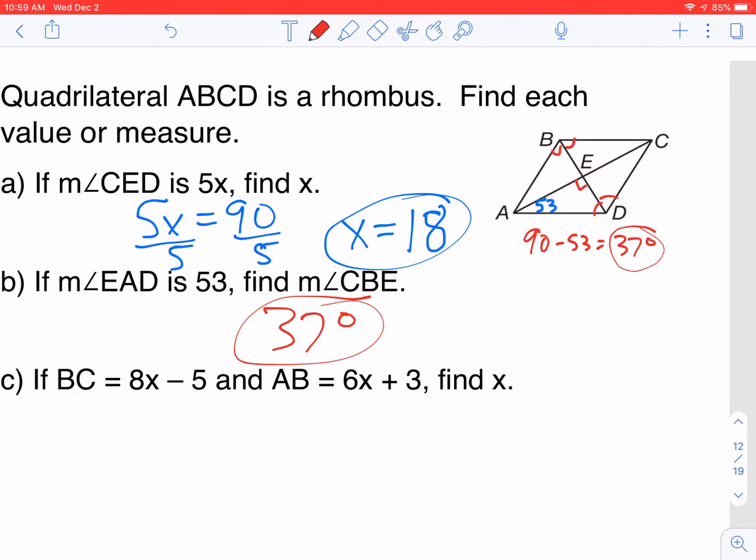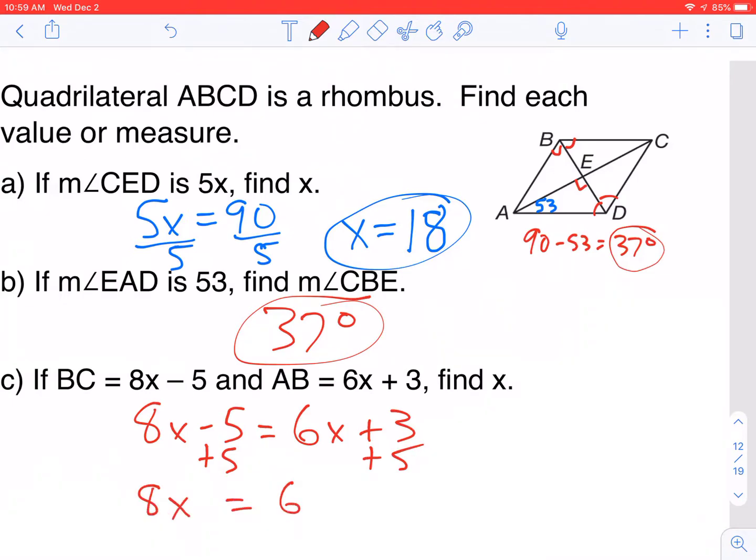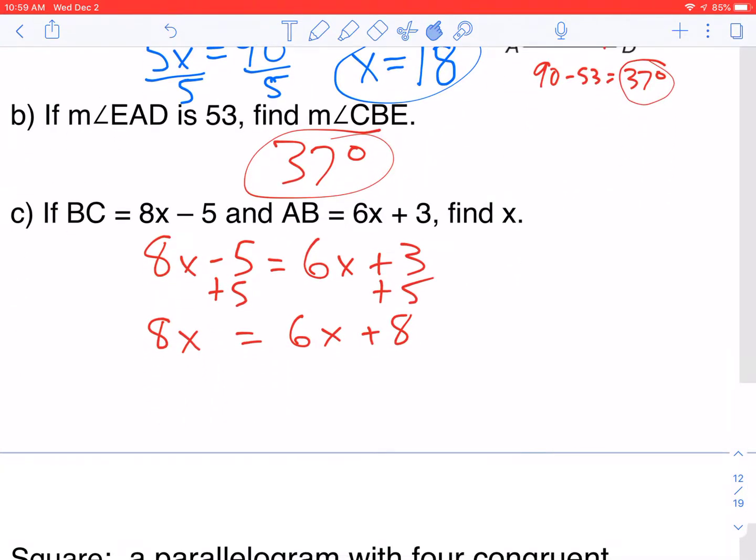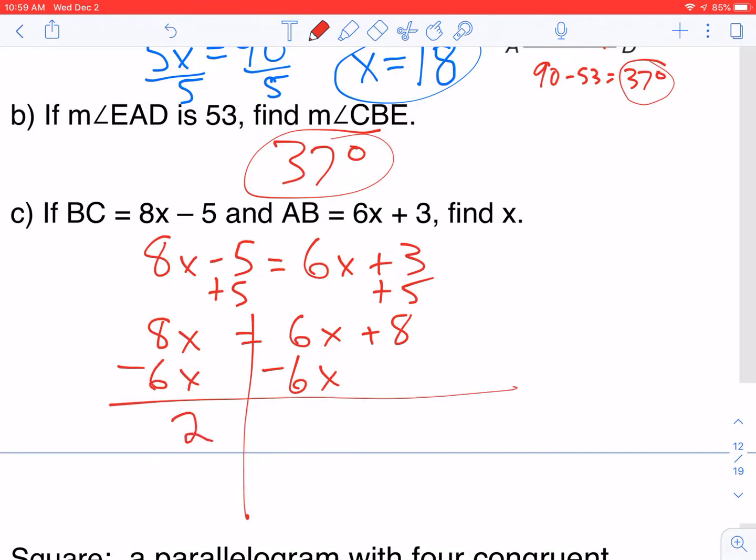All right, lastly, BC and AB. Well, I know those are equal. 8x minus 5 equals 6x plus 3. We're going to add 5 to both sides. And we're going to get 8x equals 6x plus 8. Subtract 6x. 2x equals 8. Divide by 2, x equals 4.